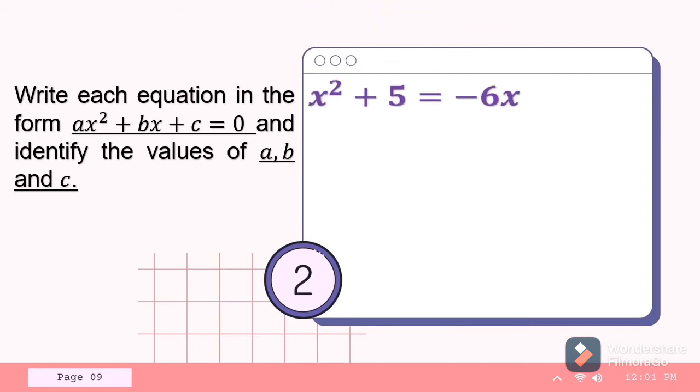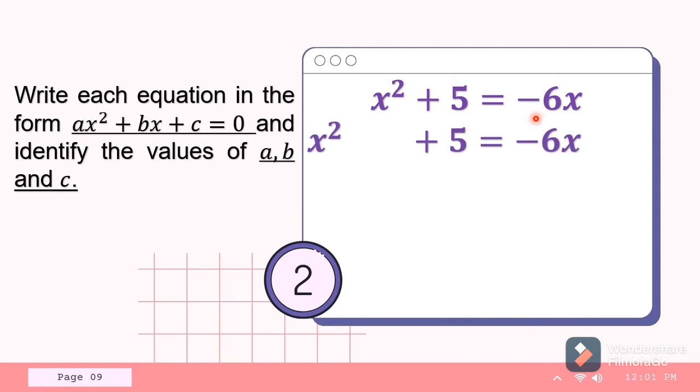Number 2, we have x squared plus 5 is equal to negative 6x. Since this time, hindi to naka-standard form. So, kailangan muna natin siyang palitan into the standard form. Okay? So, kailangan itong si negative 6x ay ma-eliminate. To eliminate that, using addition property, we have x squared plus 6x plus 5 is equal to negative 6x plus 6x. So, we add 6x on both sides.